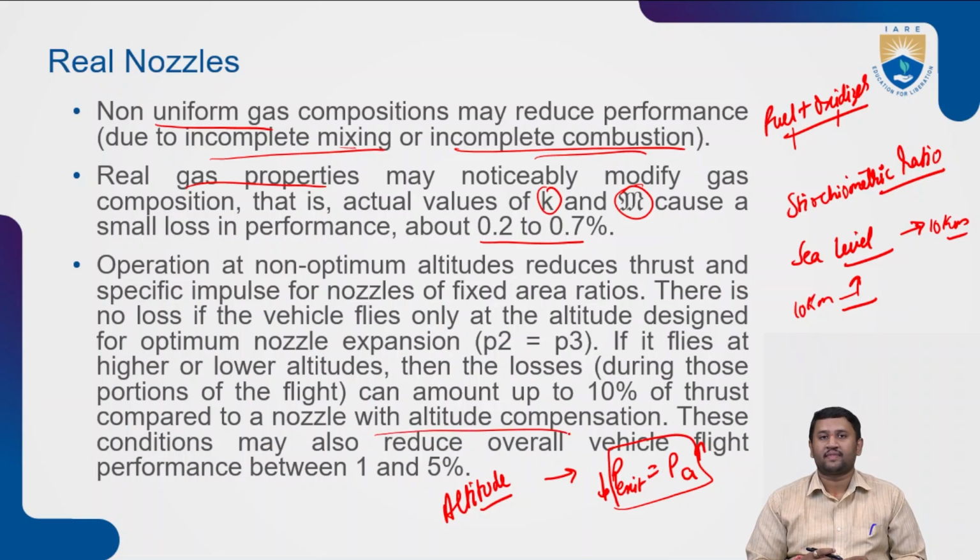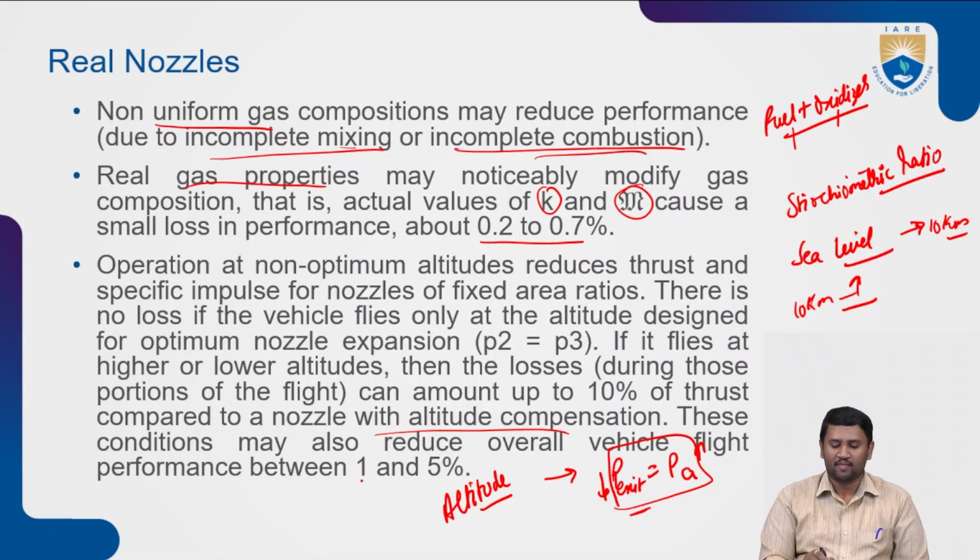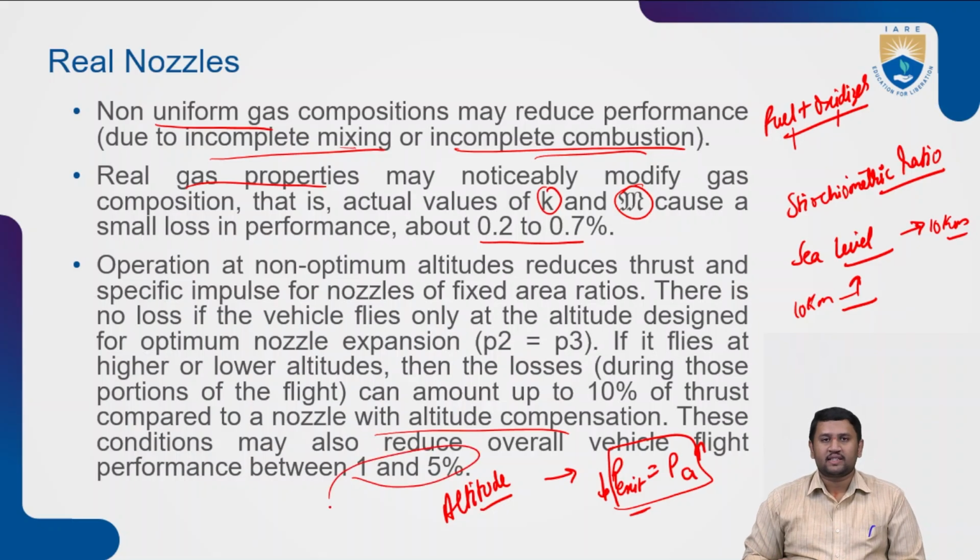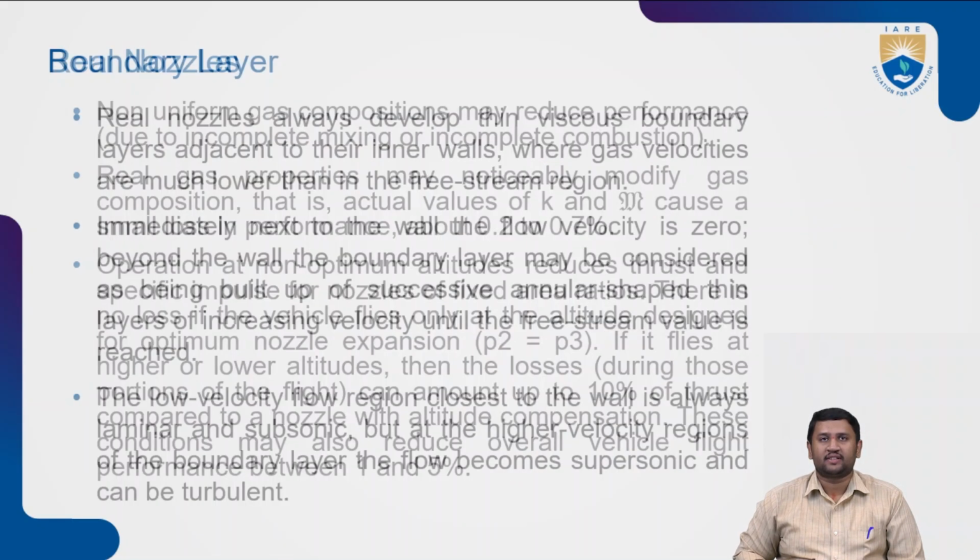The nozzle might not be able to compensate the same amount or to maintain optimality during its flow time or its flight time. So, due to this, what happens? The overall flight vehicle performance will decrease by basically 1 to 5%.